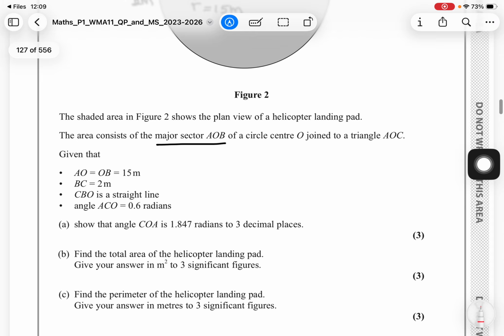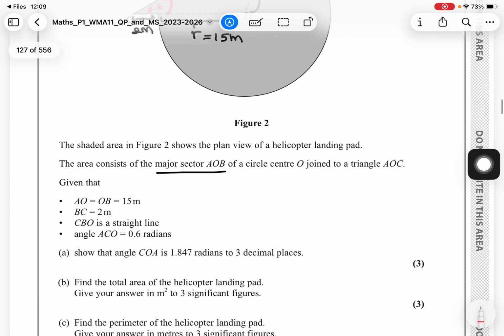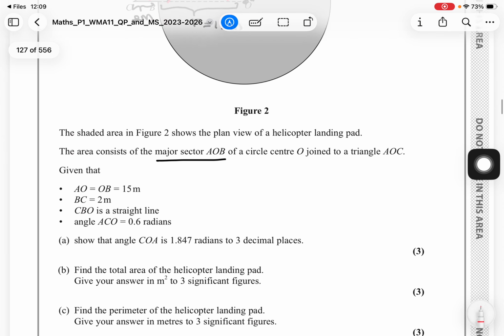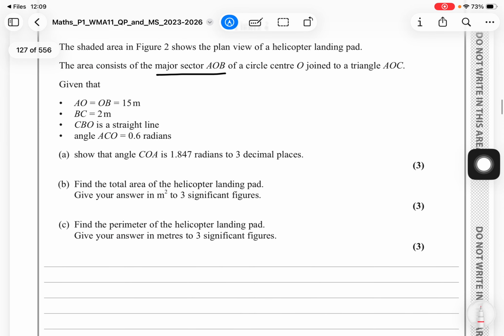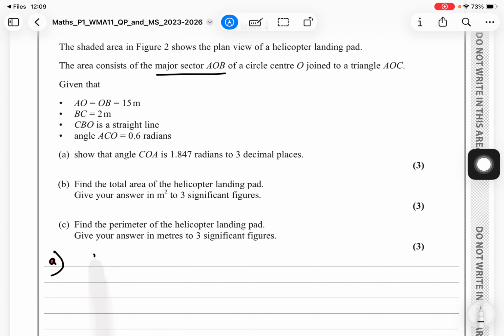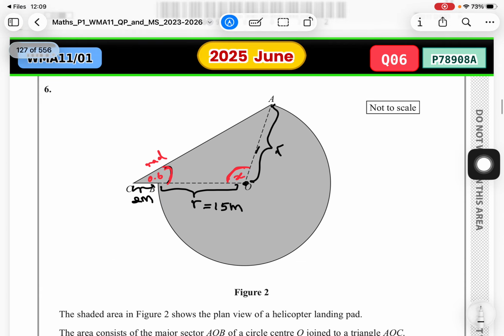Let's see, show that the angle COA. They're asking about this angle. Let's put an X there. So how do we get that angle? The very first question is that. What is the relationship that we can take for the angle COA? This is our question.